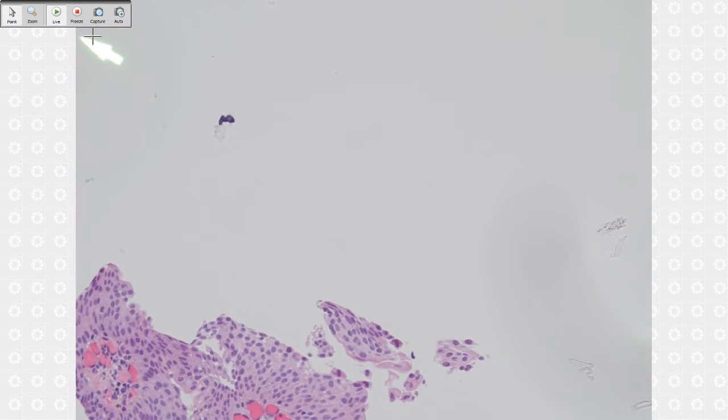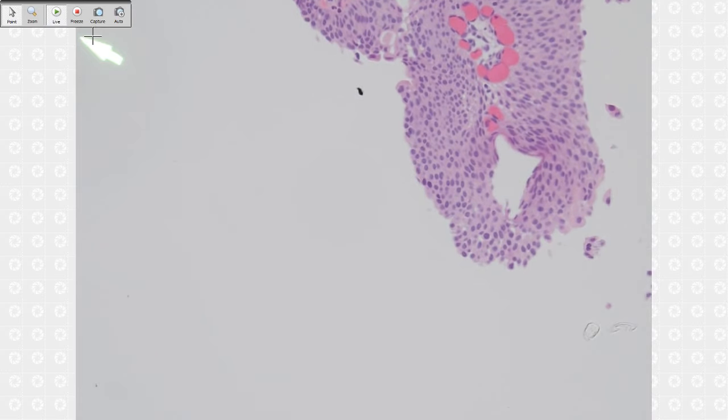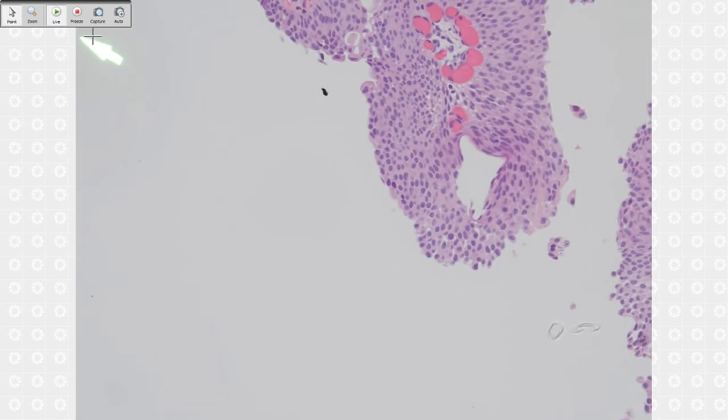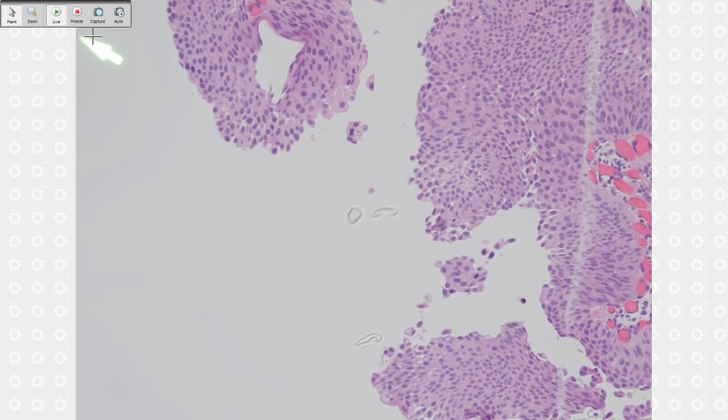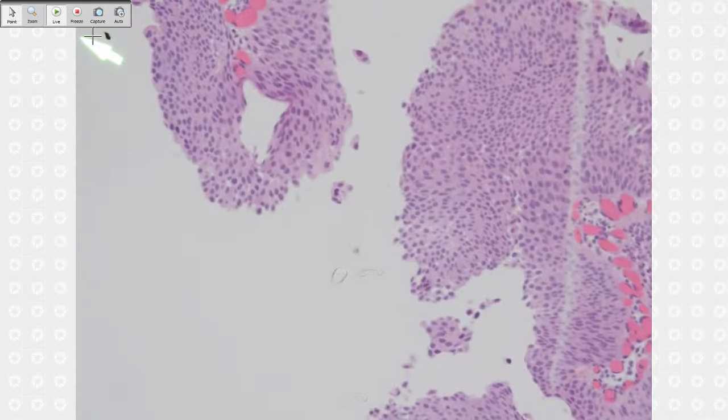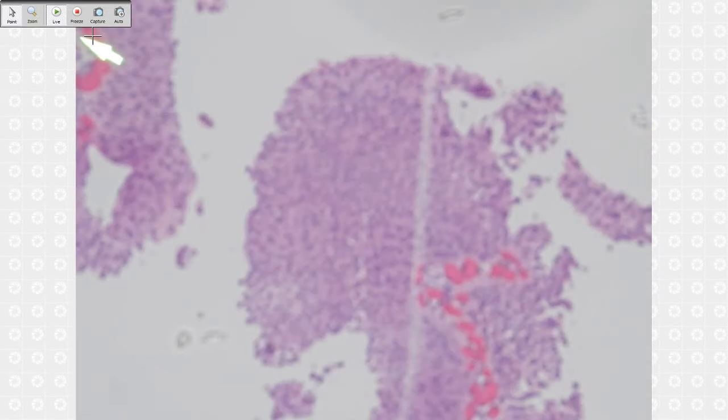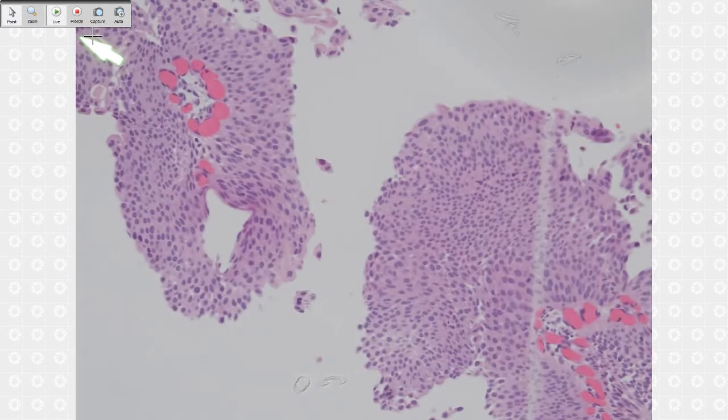So you see this one, right? But again, we didn't see very obvious nuclear atypia. We didn't see obvious mitotic figures. Also, in this fibromuscular core, I didn't see branching. I didn't see fusion either. So it looks more like just a single papillary structure here, right?